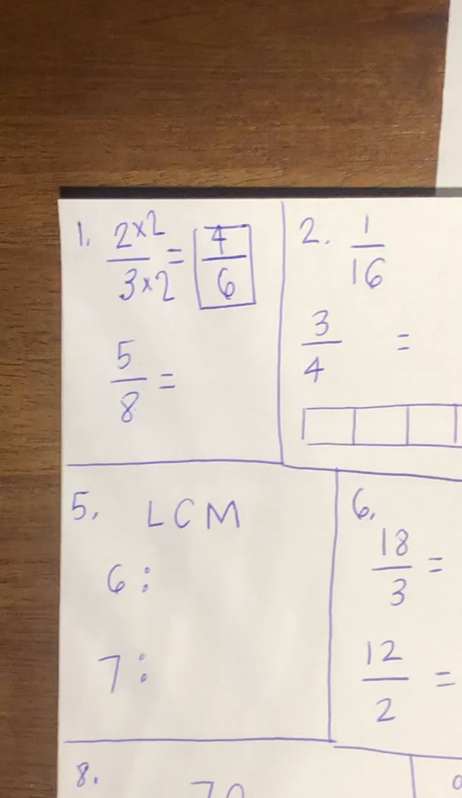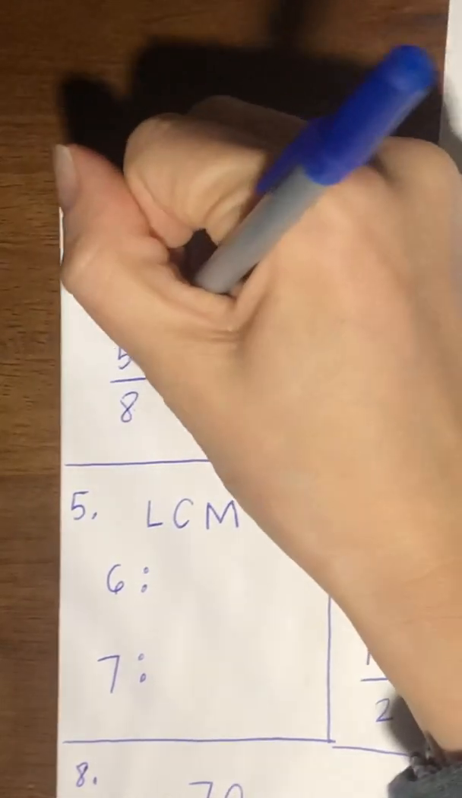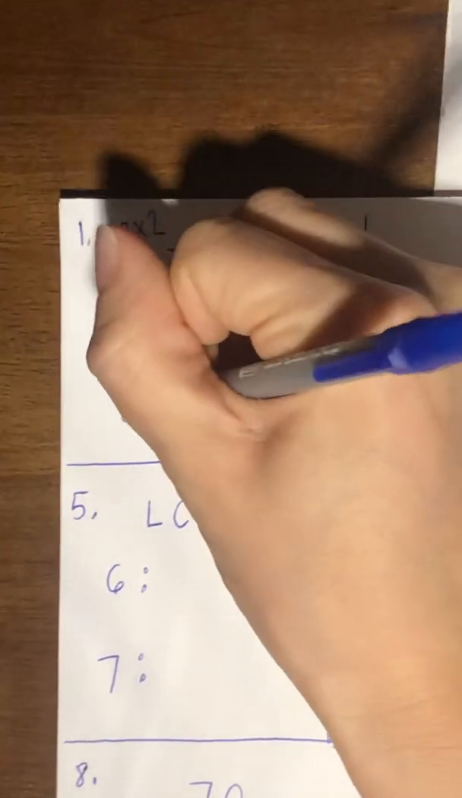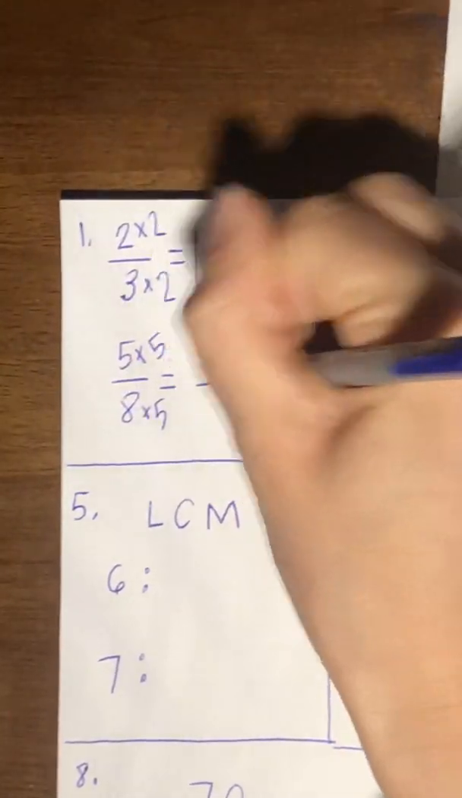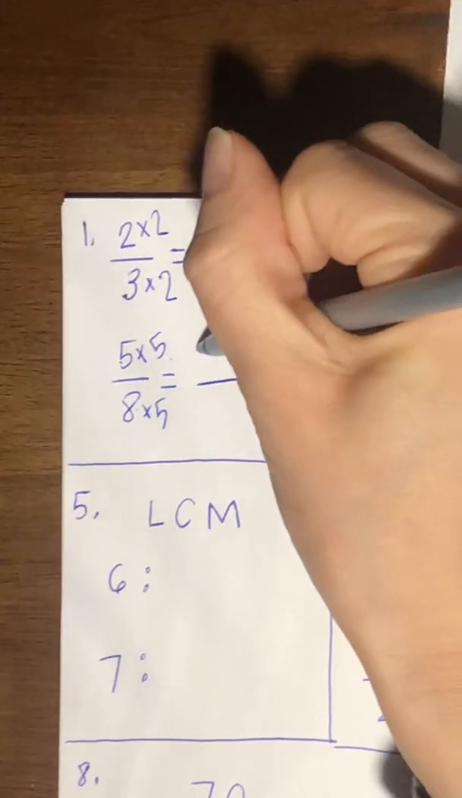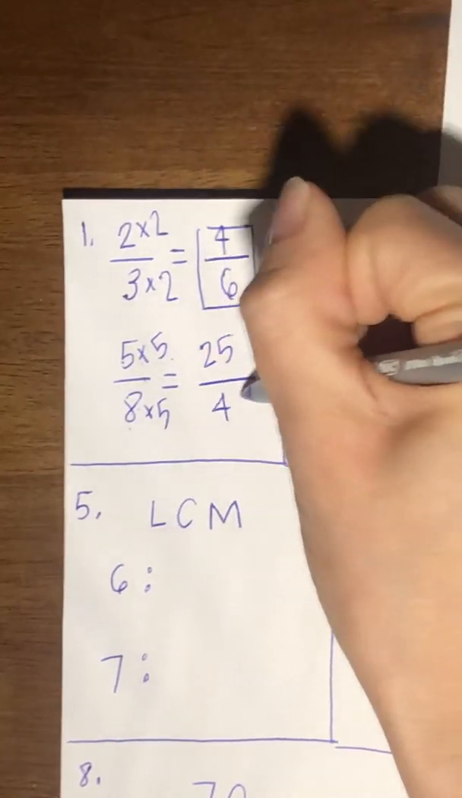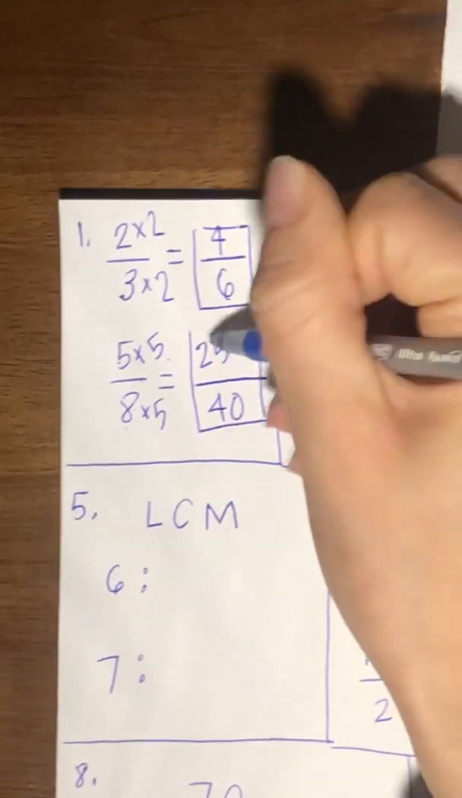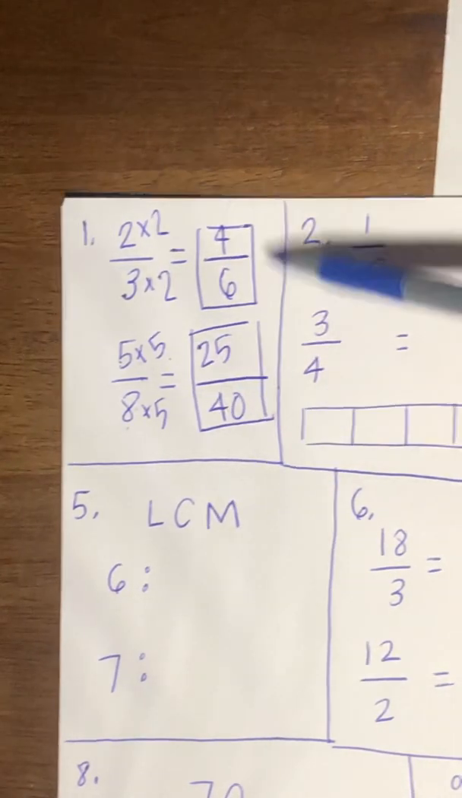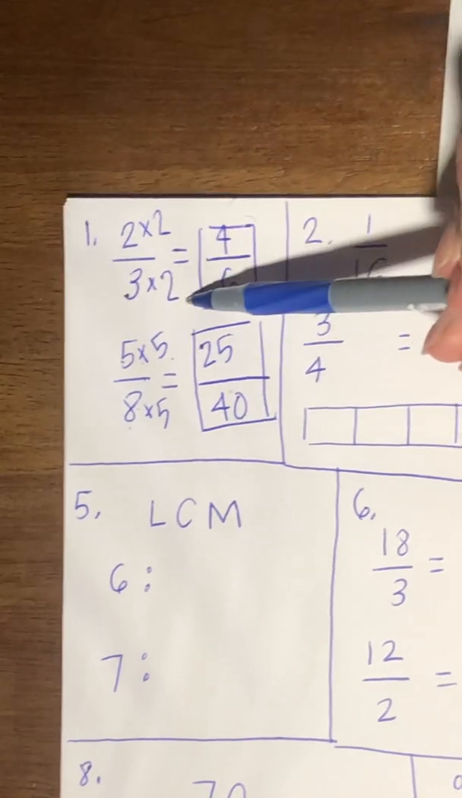To find an equivalent fraction, I need to multiply them both by the same number. I will multiply times 5. Whatever I do to the top, I do to the bottom. And I find my equivalent fraction. 5 times 5 is 25. And 8 times 5 is 40. To get an equivalent fraction of 25/40.